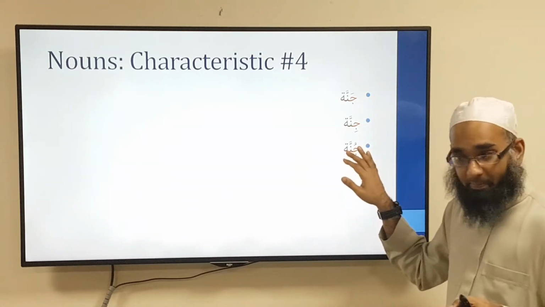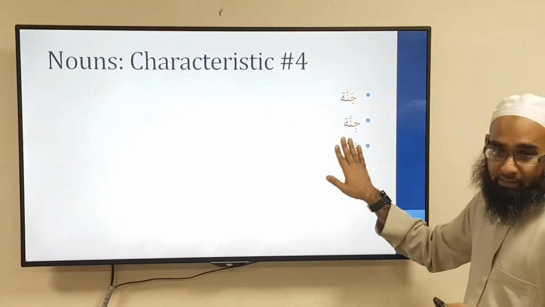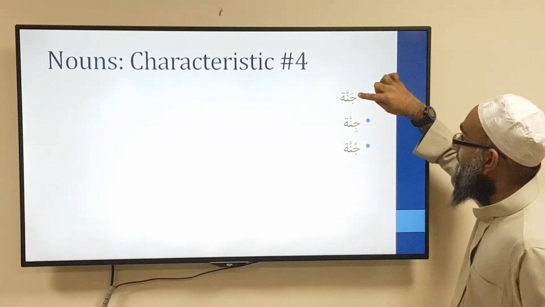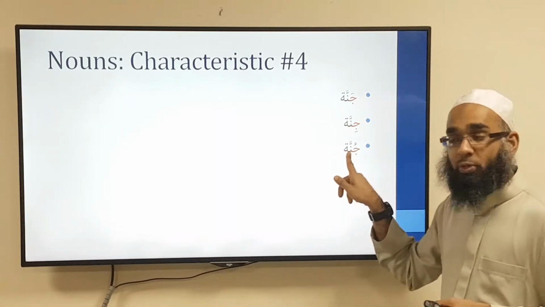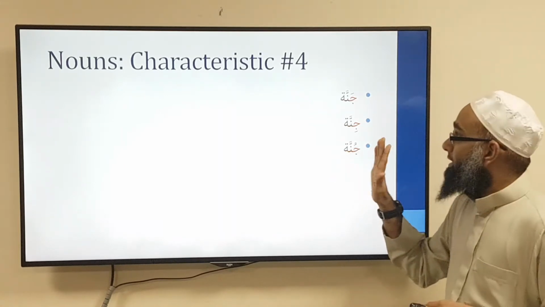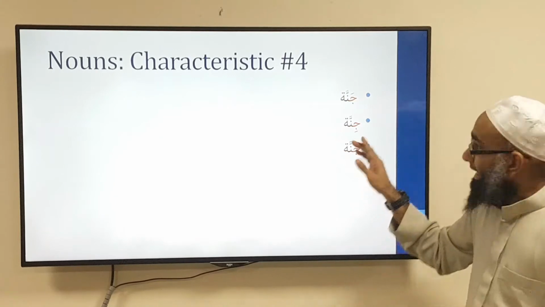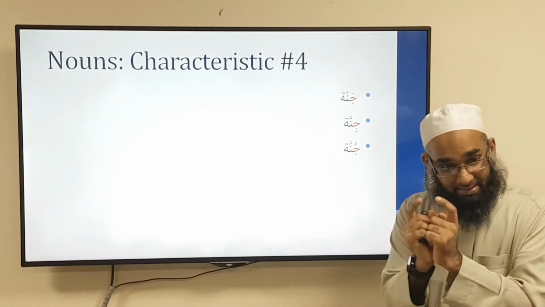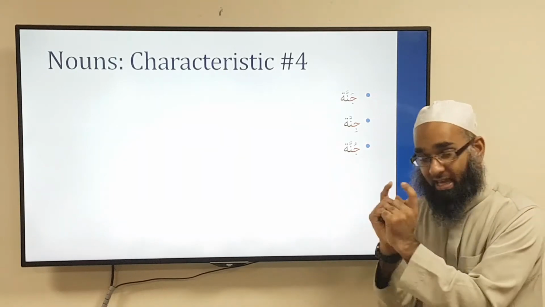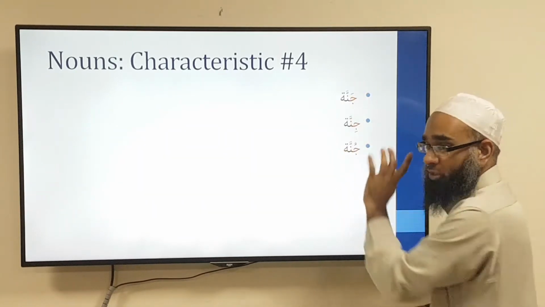And all three of them have different meanings. This is Jannah, this is Jinnah, and this is Junnah. Now, this is not i'rab, because this is permanent. The word Jannah stays Jannah; the jim, this fatha, does not change.